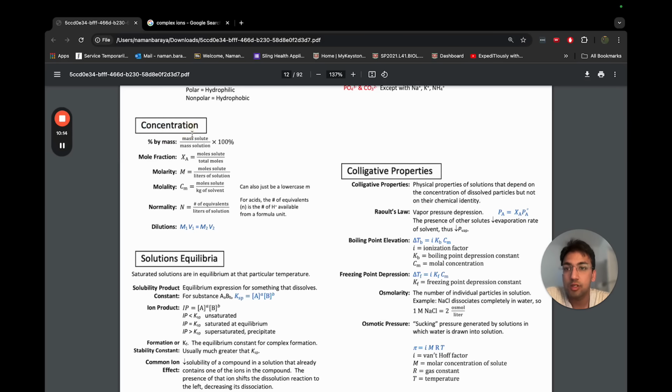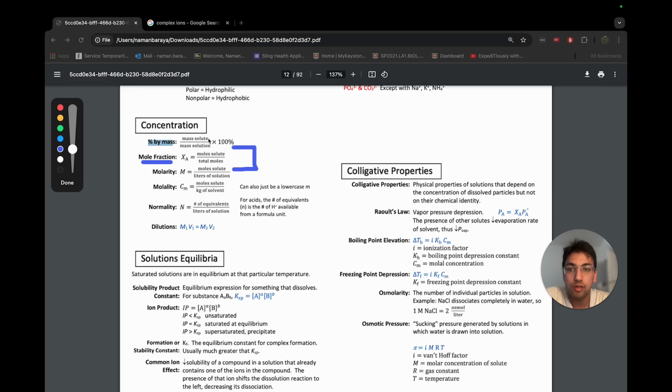Now we're on concentration. Concentration is, you can imagine, percent by mass. So this is all really important, just definitions that you should know. So the mass of solute over the mass of solution times 100%, that's the percent by mass concentration. We have the mole fraction. Mole fraction is just the moles of the solute over the total number of moles. We have molarity. Molarity is moles of solute over liters of solution.